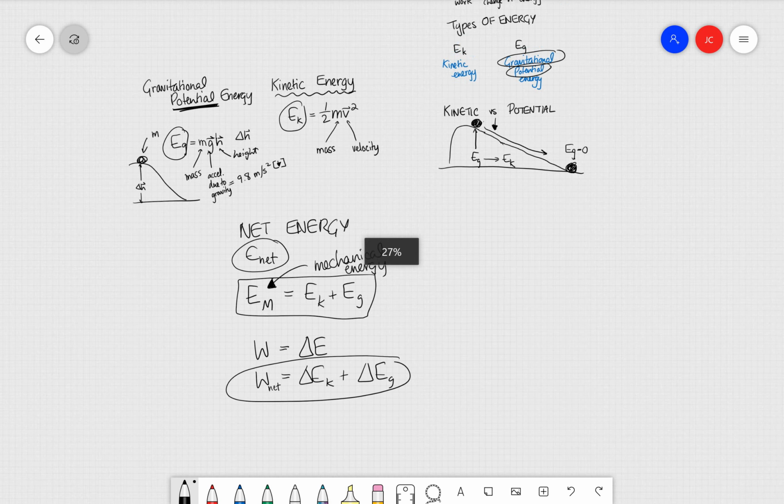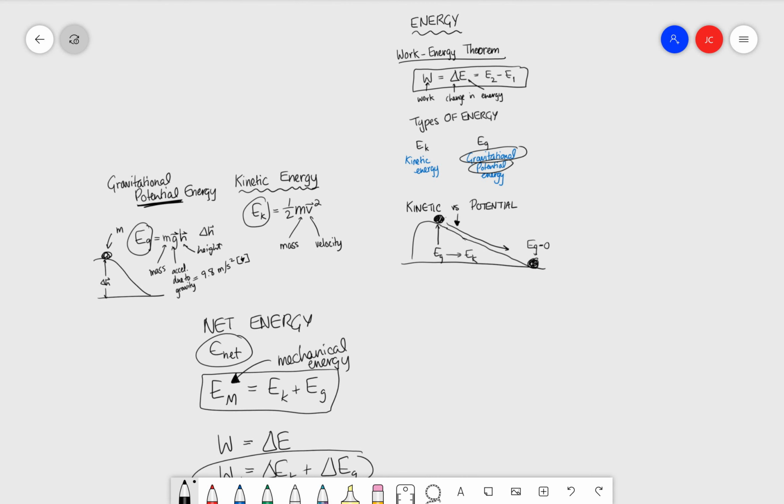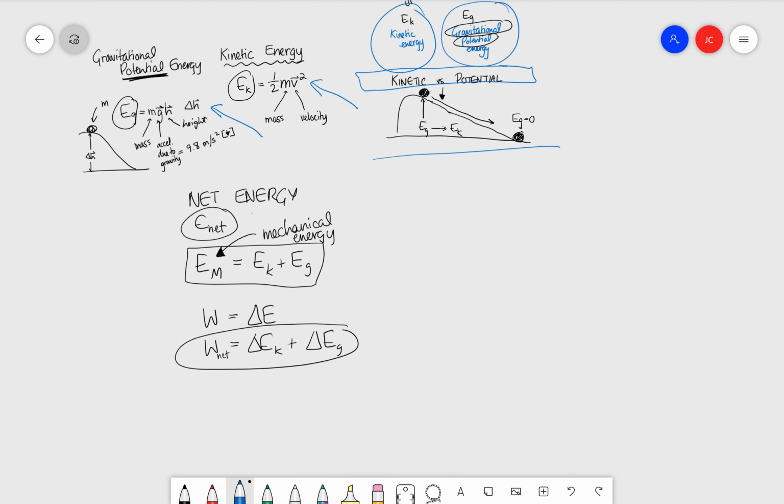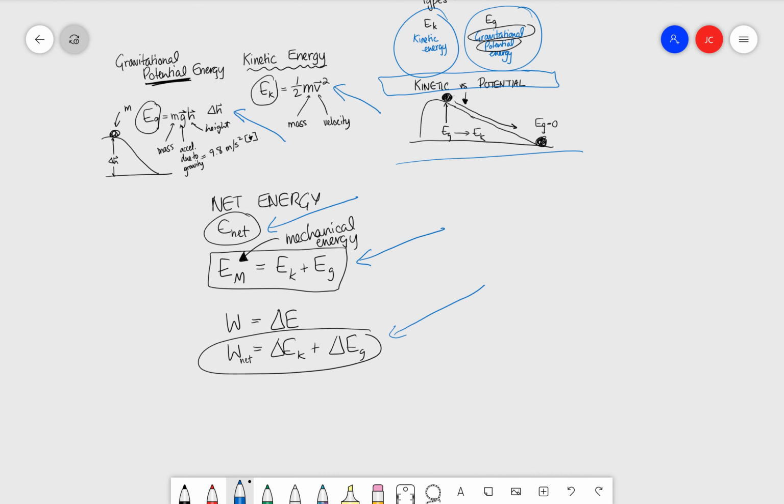All right, let's zoom out and summarize what we've done. So we've talked about energy, what it is, and the work energy theorem, which says that work is just a change in energy right here. We've talked about the different types of energy, that is kinetic energy and gravitational potential being the two that we're going to look at. We've talked about the difference between kinetic and potential energy using this example. And then we've looked at the formula for kinetic energy over here and the formula for gravitational potential energy over here. These are very important. Also, what net energy is and why we usually don't care about it, why we like mechanical energy instead, which is the combination of kinetic and gravitational potential energy, and how that applies to our original work energy theorem, because net work is going to equal the delta kinetic energy and delta gravitational potential energy.